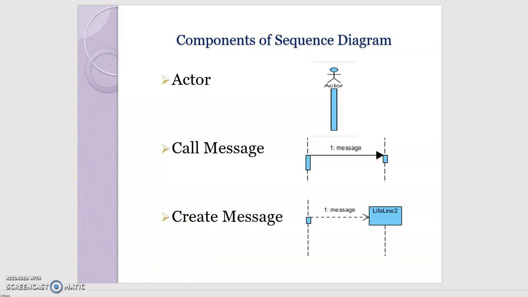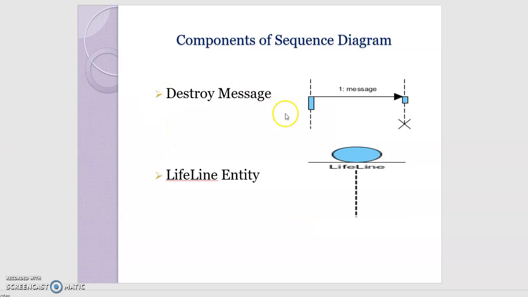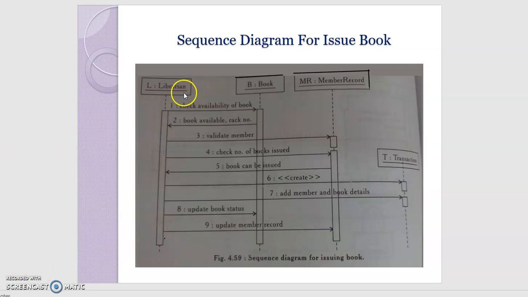There are some components of a sequence diagram: actor, who will do the work, call messages, then create messages, next destroy messages and then lifeline entry. These are the components. Here, first you have to write the action performers: librarian, book and the member records.